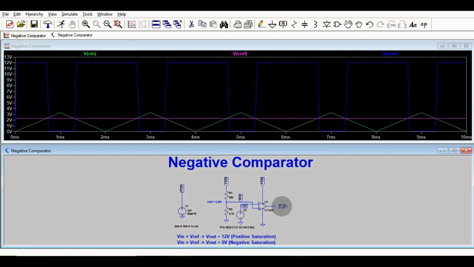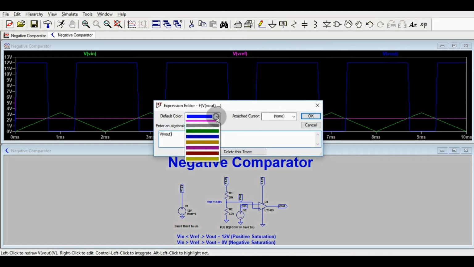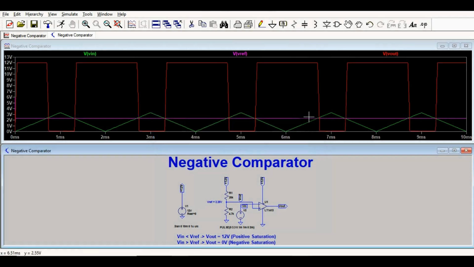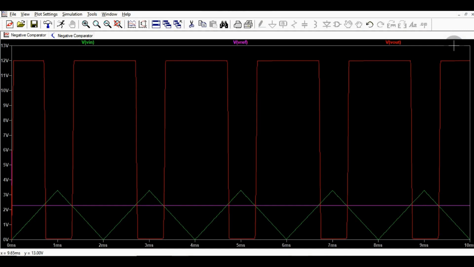Now I will show you the output signal. Yeah, so this is the output signal. Let me zoom it. So you can see here, this is the input signal V in. This is V reference, that means this is your V reference signal, and this is the output signal, that means your red waveform is the output signal.